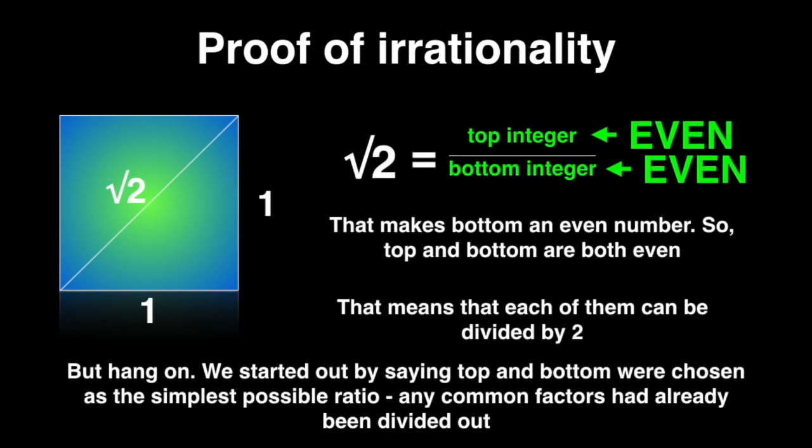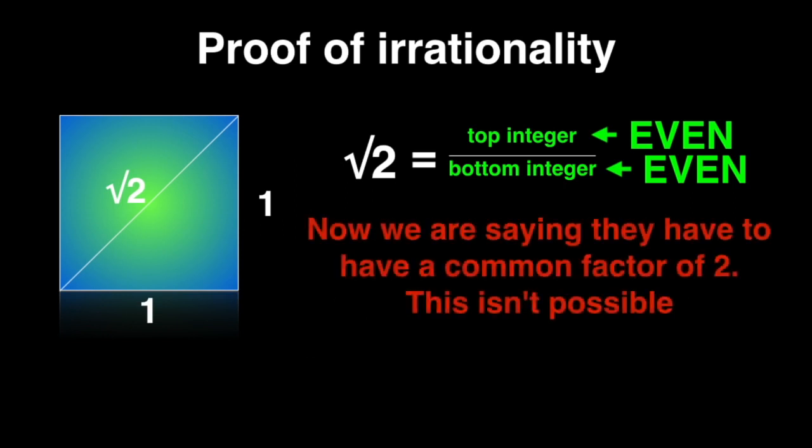So now we know that the square root of 2, we're looking for a top integer over a bottom integer. We know they're both even. That makes bottom an even number, so top and bottom are both even. That means that each of them can be divided by 2. But hang on. We started out by saying top and bottom were chosen as the simplest possible ratio. Any common factors had already been divided out. Now we are saying that they have to have a common factor of 2.